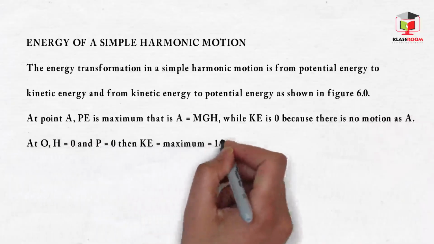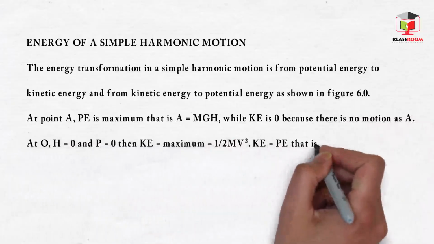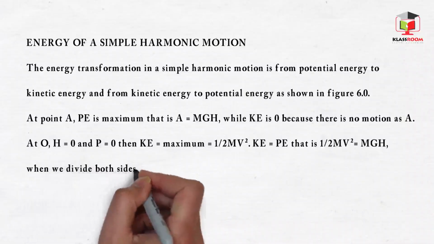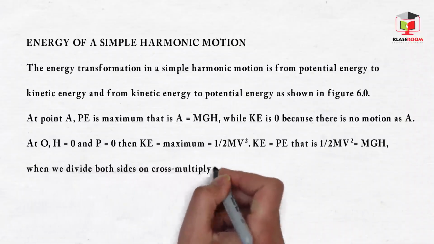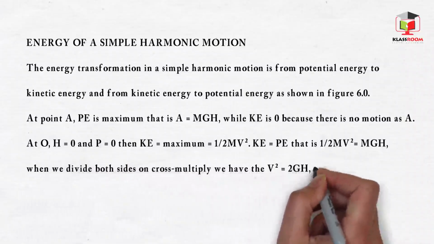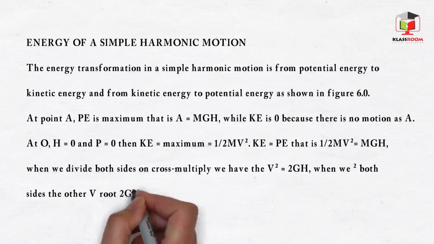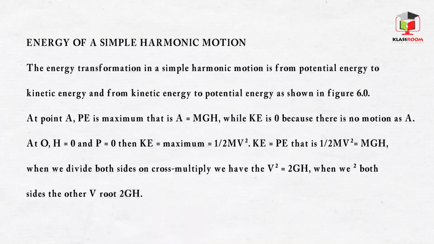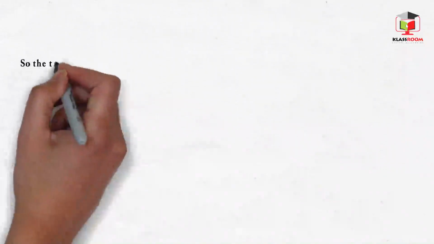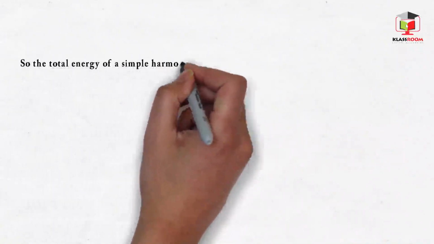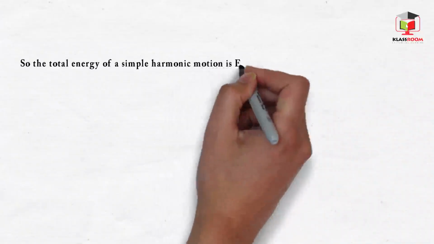KE is equal to PE, that is half mv squared equals mgh. When we divide both sides and cross multiply, we have that v squared is equal to 2gh. When we take the square root of both sides, we have that v equals root 2gh. So the total energy of a simple harmonic motion E equals half Ka squared, where A is amplitude and K is the force constant of the string.